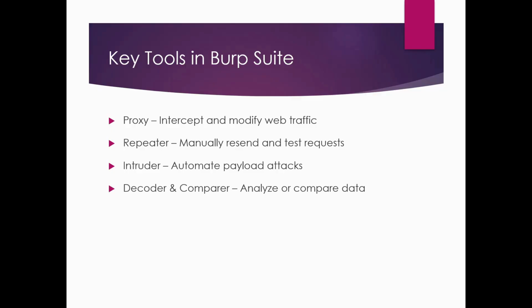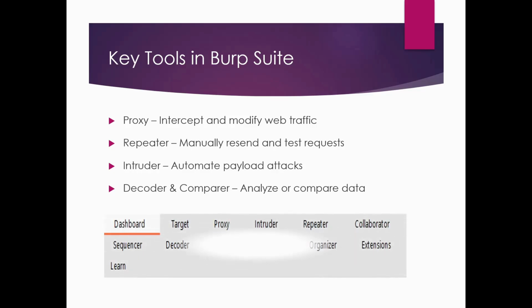Then come decoder and comparer. Decoder encodes or decodes data in base64, URL, or hex formats. Comparer compares two requests or responses to find subtle differences. These tools are integrated under one interface, which makes Burp Suite very efficient for testers. Each module can be used individually or in combination depending on what kind of vulnerability you're testing for.